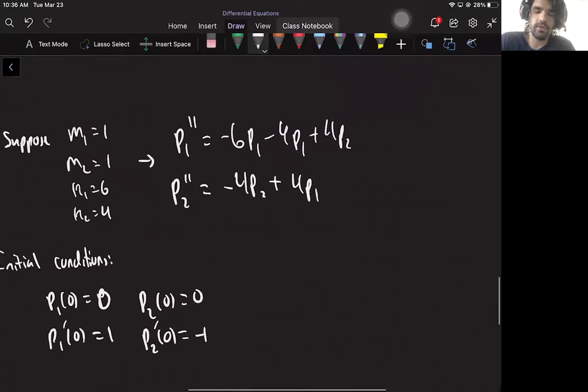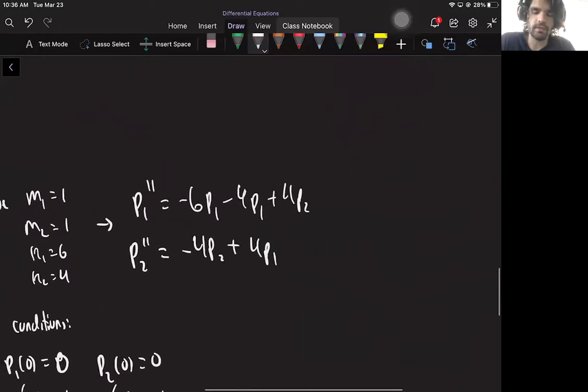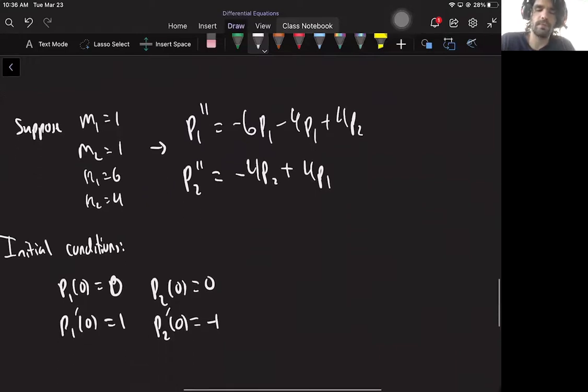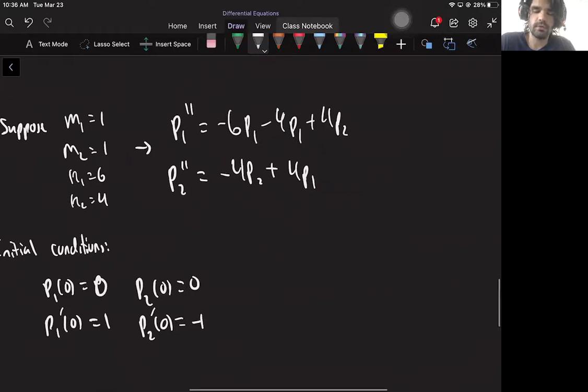So now we can use Laplace transforms. What we need to do is, well, we could simplify this a little bit, but after that, we just Laplace transform everything. Then we have a system of 2 algebraic equations that we can solve using algebra and then go back. That's the idea.